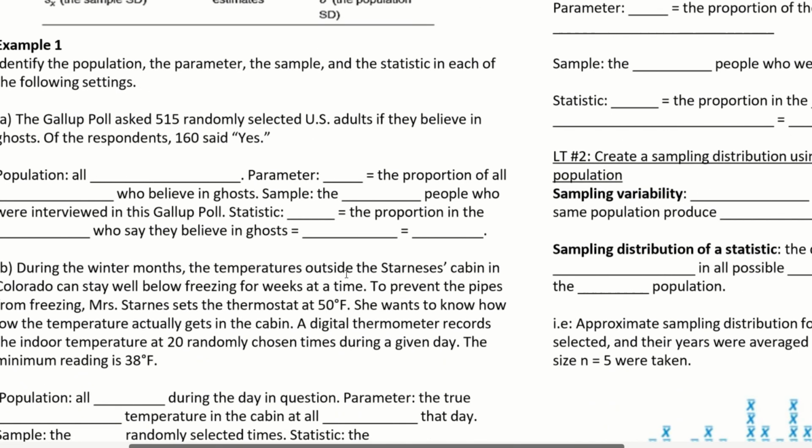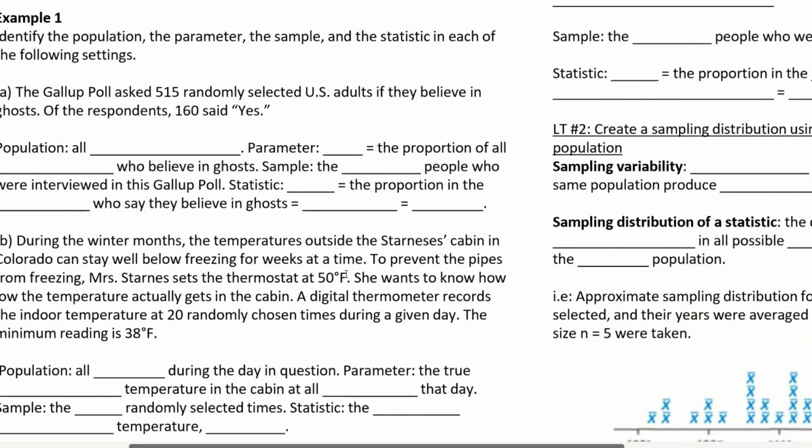Example 1: we want to identify the population, parameter, sample, and statistic. The Gallup poll asked 515 randomly selected U.S. adults if they believe in ghosts. Of the respondents, 160 said yes. What is the population? The fact that they're U.S. adults gives us a clue that that's our population. We're pulling these people from all U.S. adults.